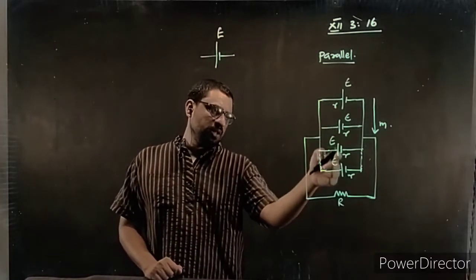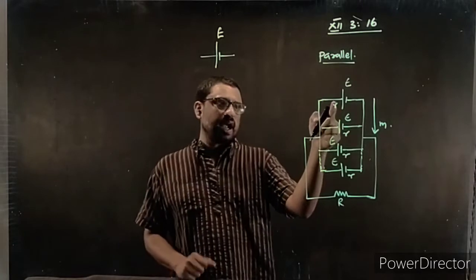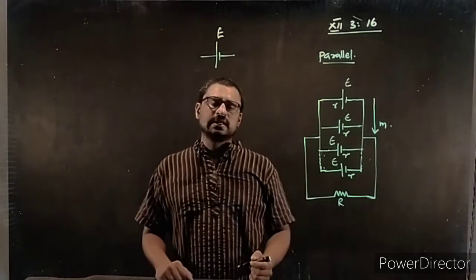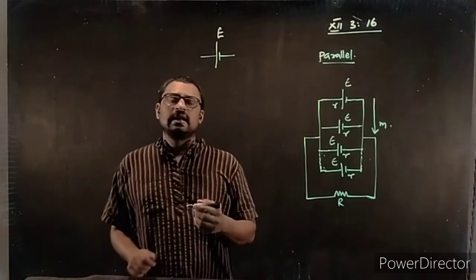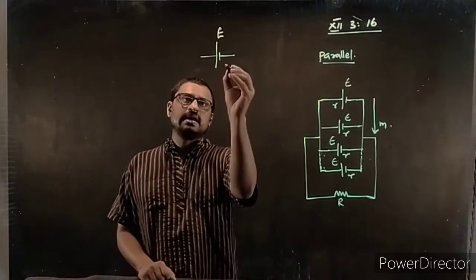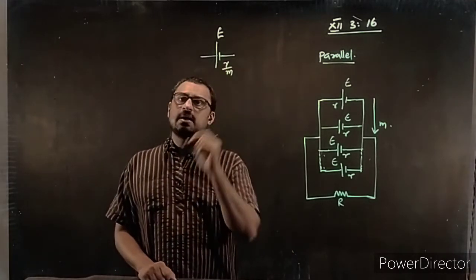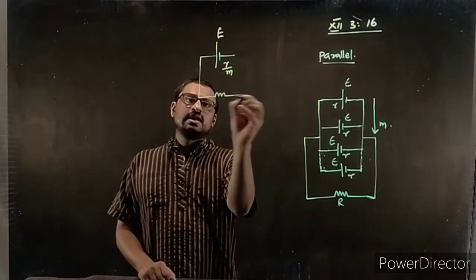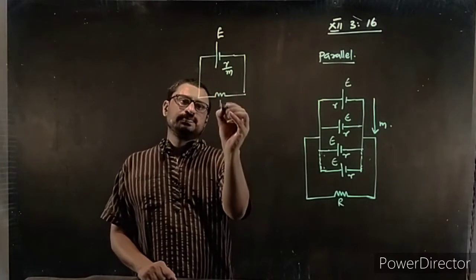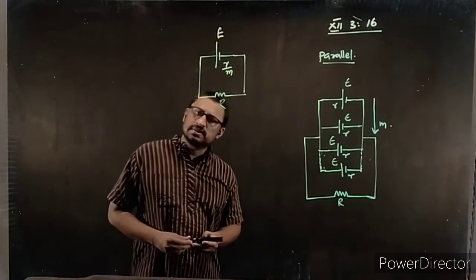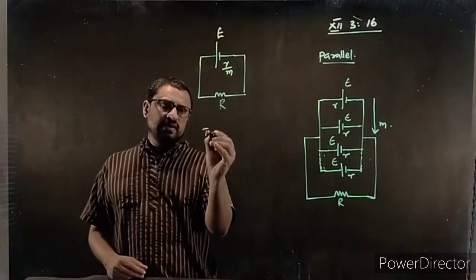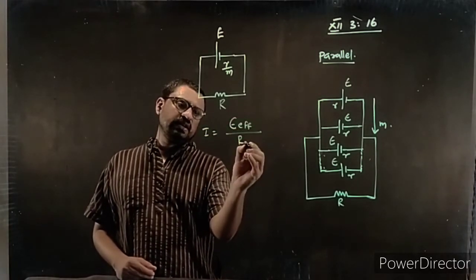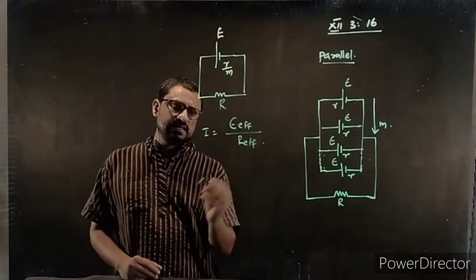And they are all identical resistors, small r, connected in parallel to each other. So if there are M resistors connected in parallel, the effective resistance will be r by M, that we studied before itself, connected to an external resistor, capital R. Got it? Now what is current? Current will be effective EMF divided by effective resistance.